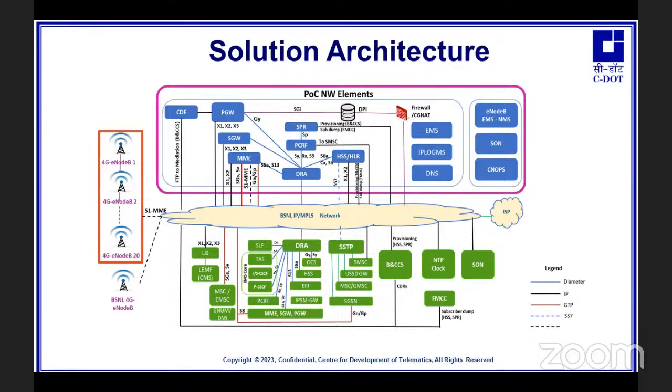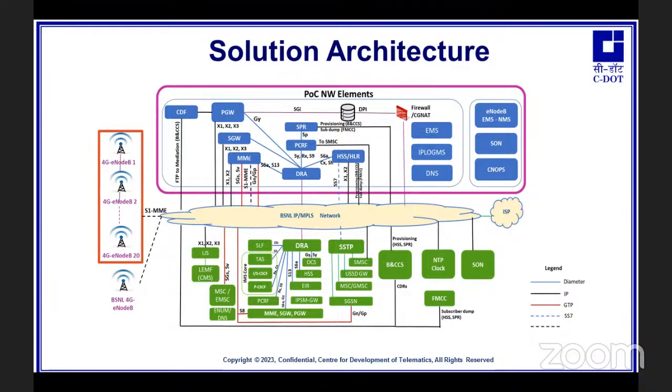After that, there is a BNCCS. BNCCS is also a BSNL node. BNCCS is basically for provisioning. Provisioning means that through the BNCCS, the user provisioning of the 4G HSS is done; the provisioning is done through the BNCCS only, and the CDRs basically go through mediation through the BNCCS.